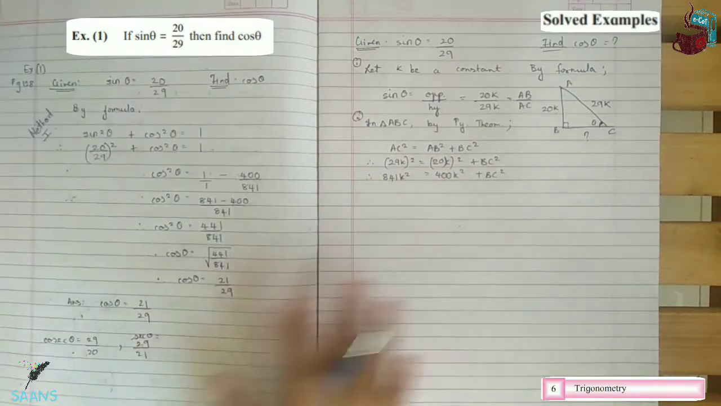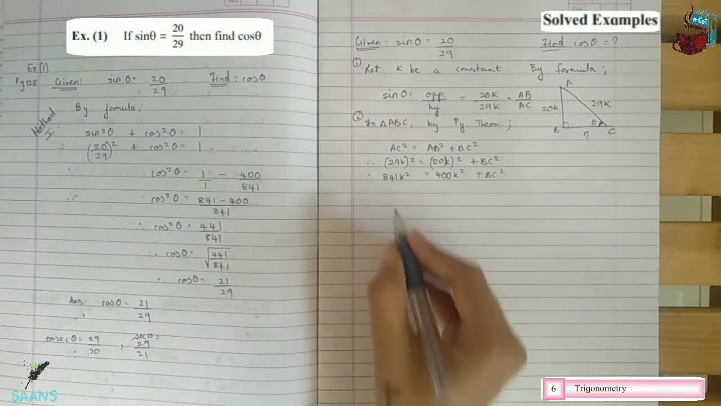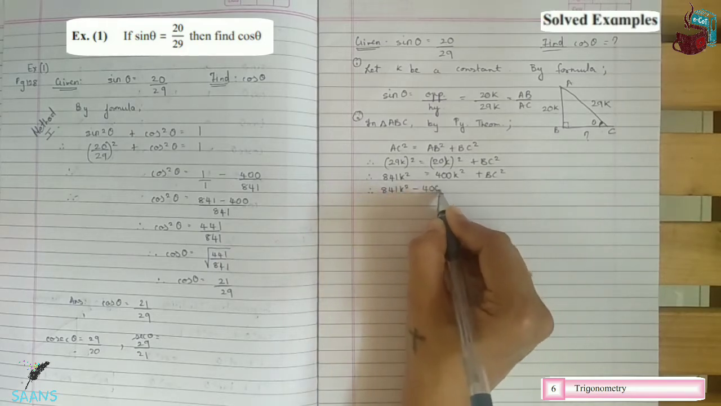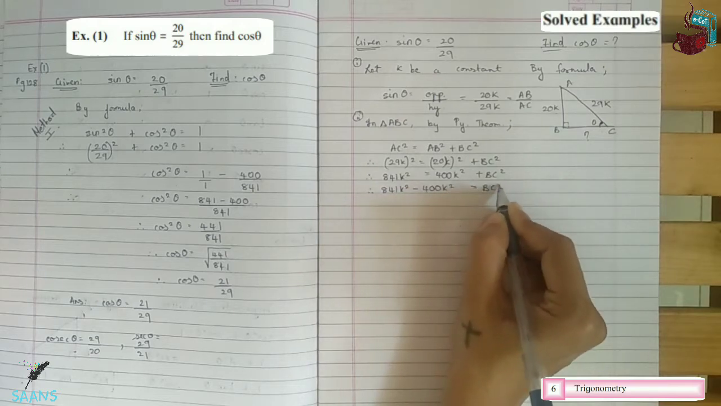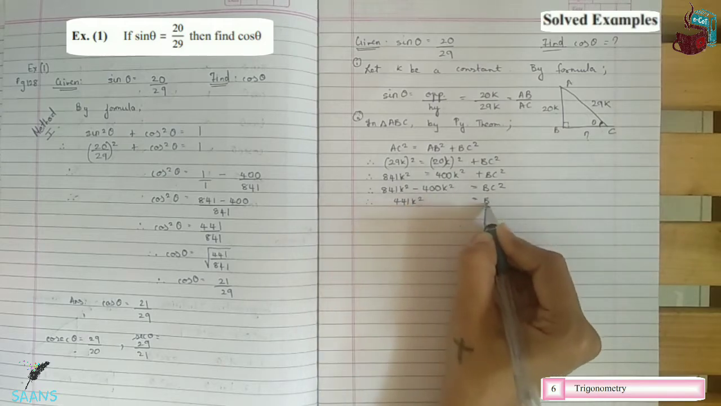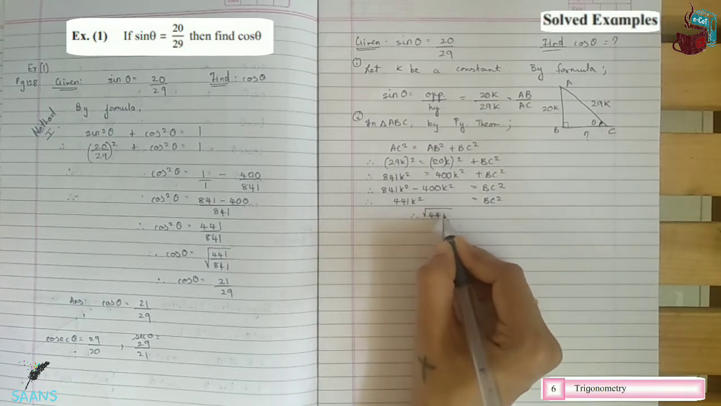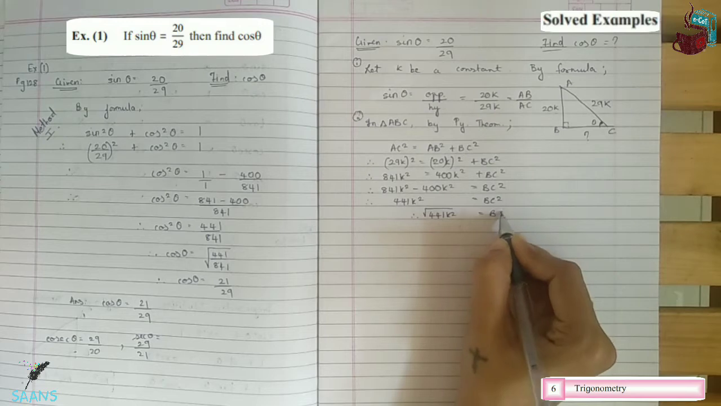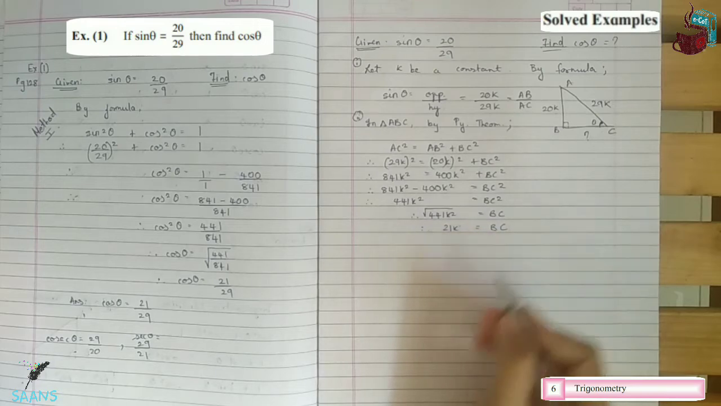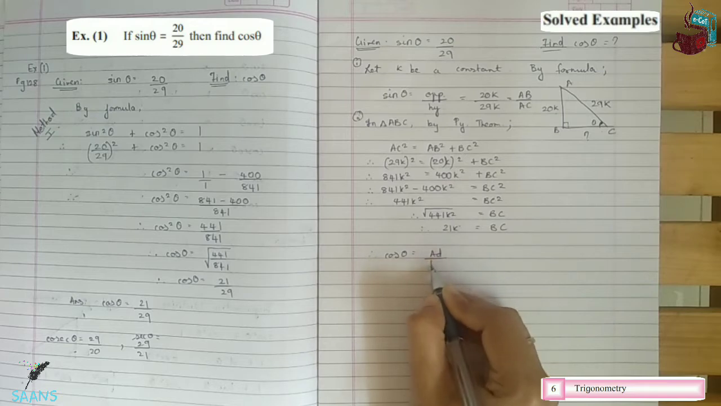So it's the same thing, whichever you feel is easy. If you are finding LCM difficult, then do this method, no problem. Therefore, 841k square minus 400k square is equal to BC square. That is 441k square is equal to BC square. But remember to take k. Taking the square root, under root 441k square is equal to BC, that is 21k. So BC is 21k. Therefore, cos theta is equal to adjacent upon hypotenuse.